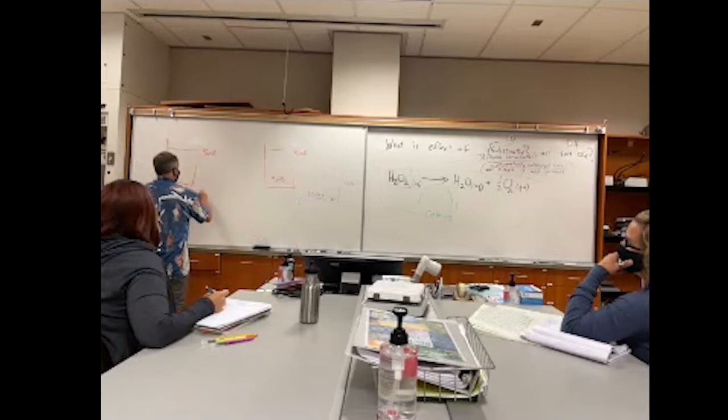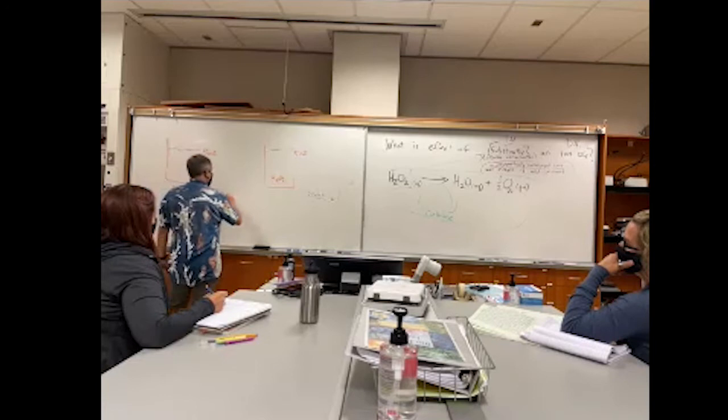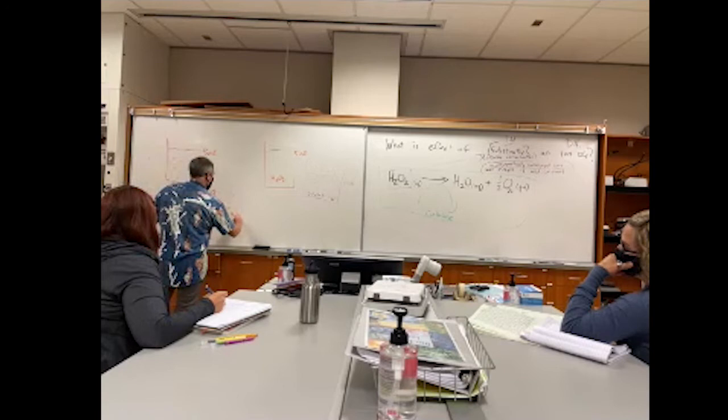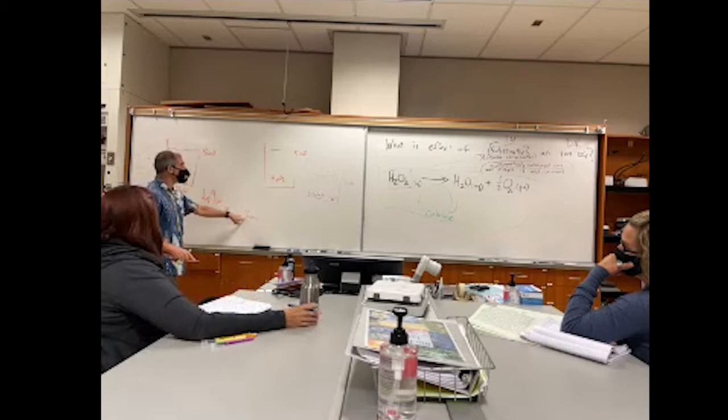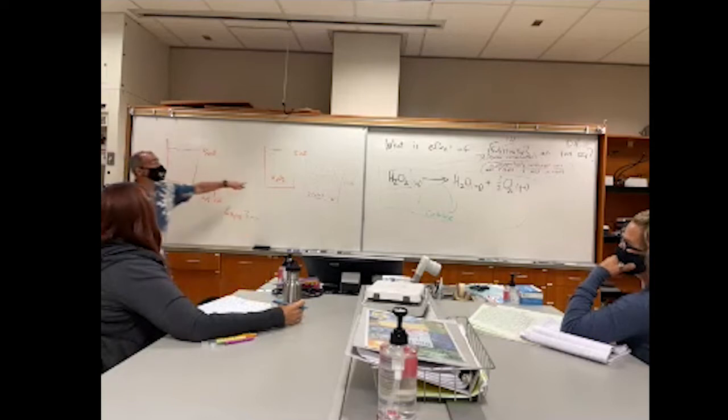We're going to do 1 part H2O2 and 4 parts water. And then it'll be 2 parts water, 2 parts H2O2, 3 parts water, and then it'll be 3 parts H2O2 and 2 parts water. And then 4 parts H2O2 and 1 part water. And then this is just pure hydrogen peroxide. So we'll have 5 different dilutions, all the way from 0 to 100%.